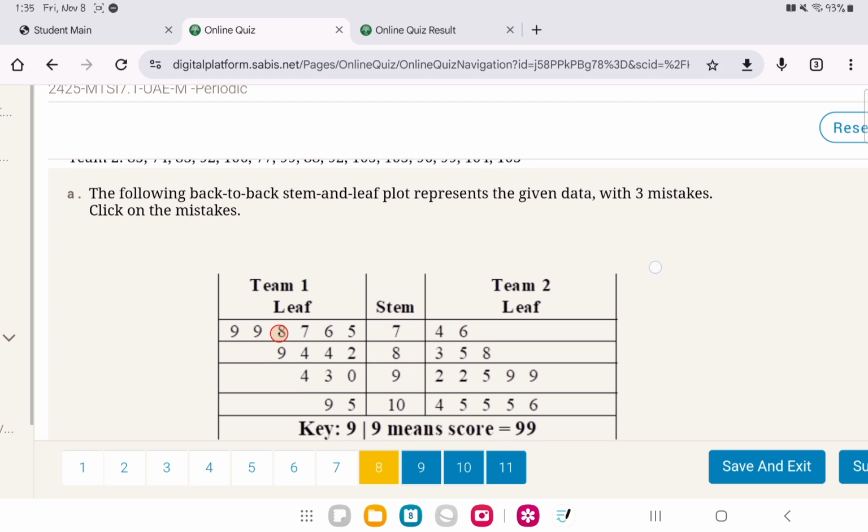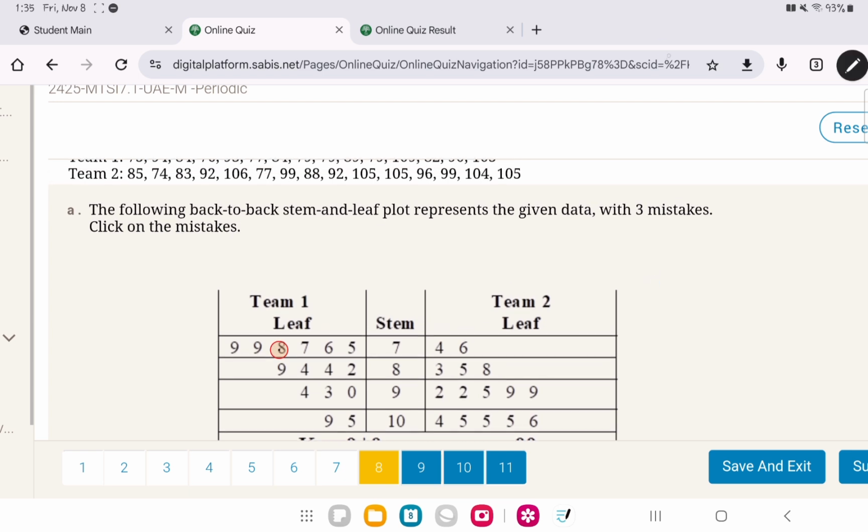Then, for team 2, let us check the mistake. We have 85, 8 and 5, correct. 74, we have 7 and 4, correct. 83, we have 8 and 3, correct. 92, we have 9 and 2, correct. 106, we have 10 and 6, correct. 77, we have 7, but we are missing a 7 over here. So here we are missing something.